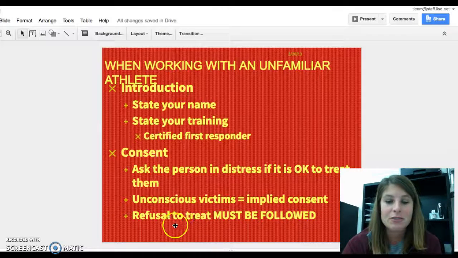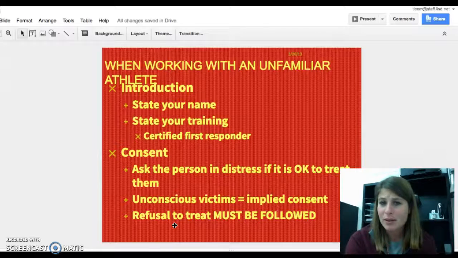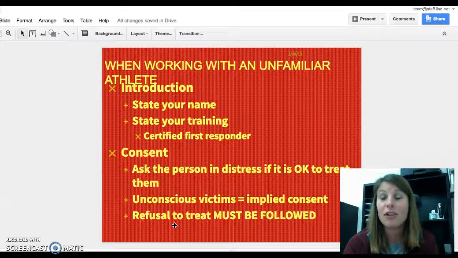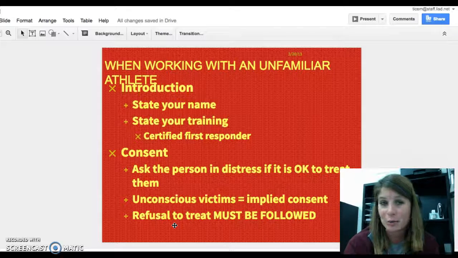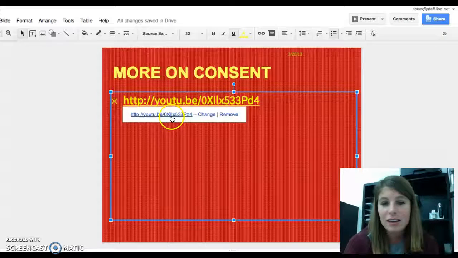Something that's important to follow, but might be kind of hard to grasp sometimes, is that somebody can refuse your help and you have to follow their wishes. If you approach a victim and they say they do not want your help, you have to follow their wishes because you do not have their permission. Here's a quick video on consent.